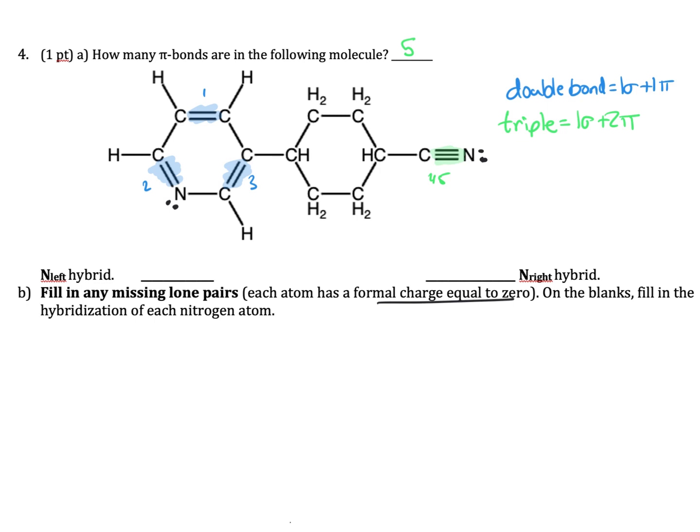From that, we can get the steric number of each. On the left, we have a steric number of 3, which makes it sp2 hybridization to make 1 plus 2p equals 3 hybrid orbitals. Over on the right, technically we wouldn't have to hybridize this atom since it is a terminal atom, but if we did, we would use its steric number of 2. 1 bonded atom plus 1 lone pair would give us sp hybridization.